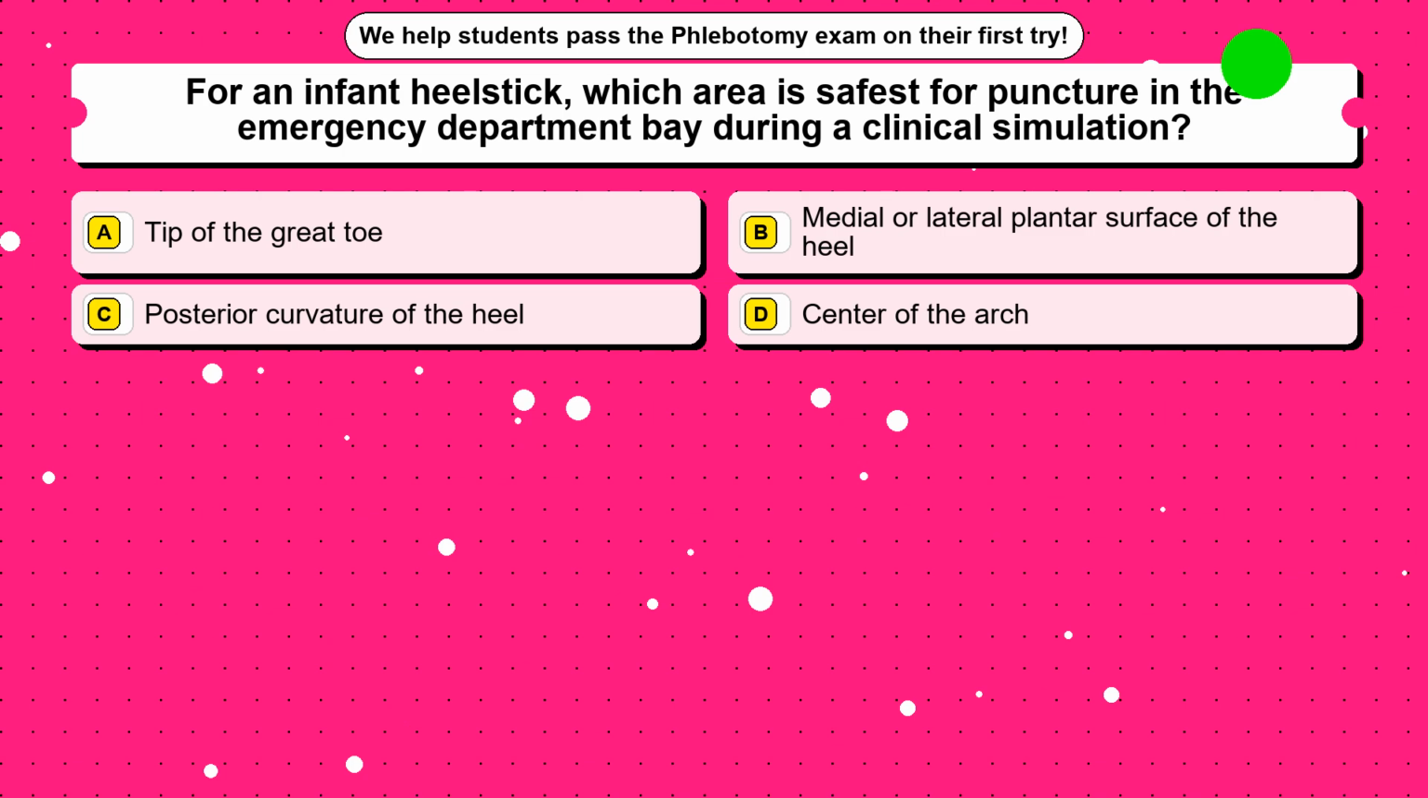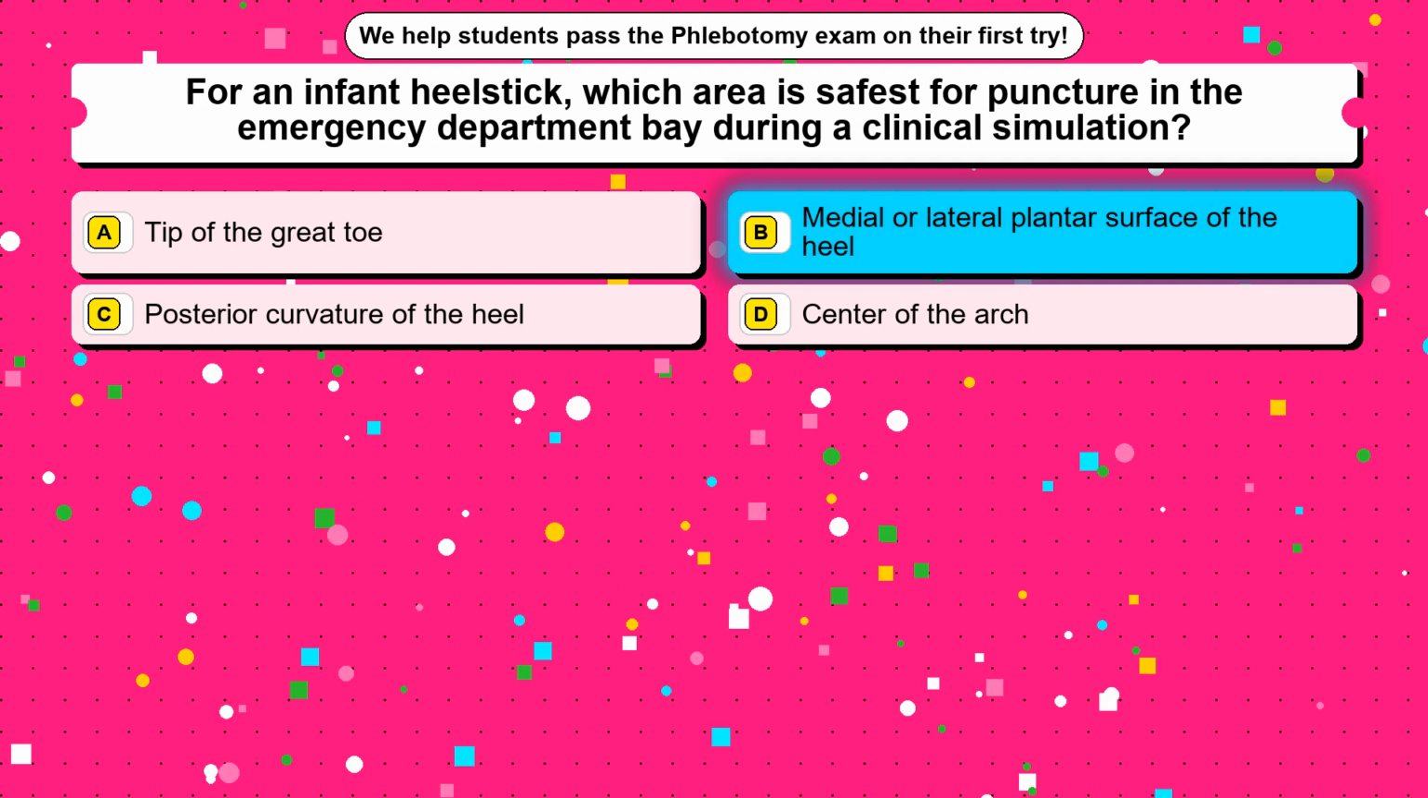Question 79. For an infant heel stick, which area is safest for puncture in the emergency department bay during a clinical simulation? Option A. Tip of the great toe. Option B. Medial or lateral plantar surface of the heel. Option C. Posterior curvature of the heel. Option D. Center of the arch.